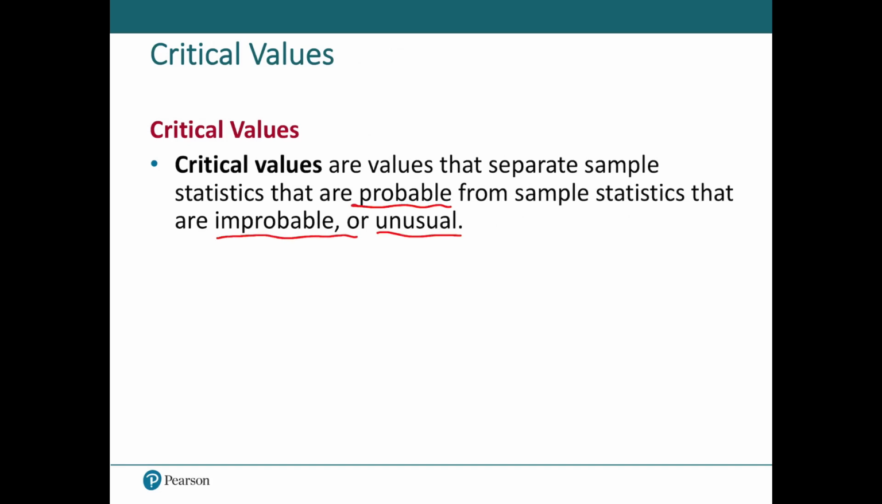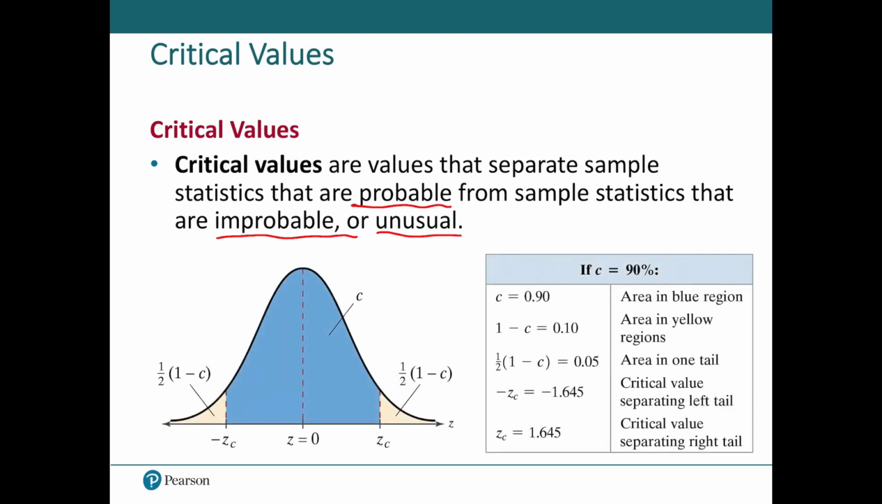Critical values. They're the values that separate sample statistics that are probable from sample statistics that are improbable or unusual. We saw a picture of this. Is that coming up here? Yes, it is. Okay, so we have the probables in the center, shaded in blue. The unusuals are in the tails, so these would be unusual. It's called a critical region. We're very critical there, and we're not going to accept it. Unusually large, unusually small, and they're shaded in kind of a brown or beige.